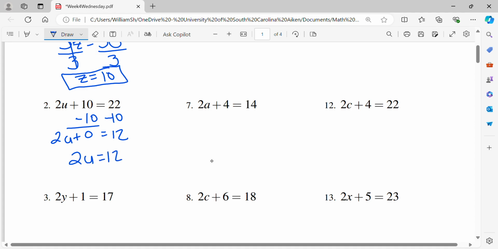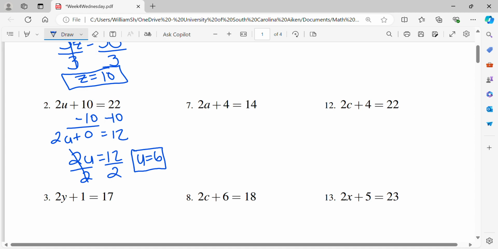Now we want to get this u by itself, so the only thing that's bothering the u right now is that 2. It's 2 times u. I need to do the opposite, so I'm going to divide each side by 2. That cancels these 2's out. And 12 divided by 2 is 6, so u here equals 6, and that is our answer.